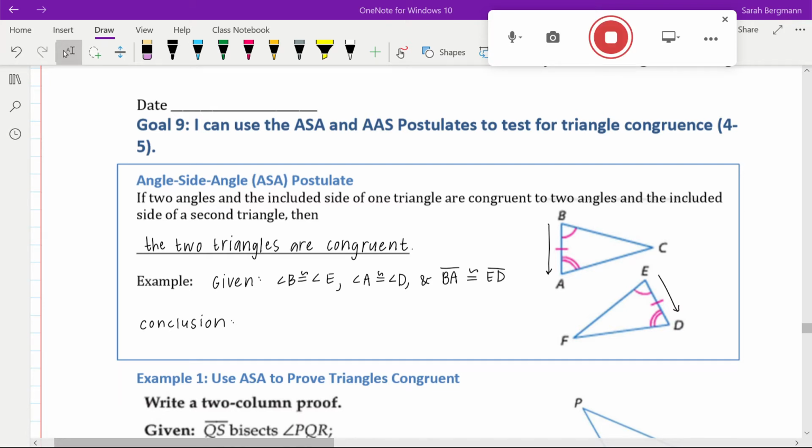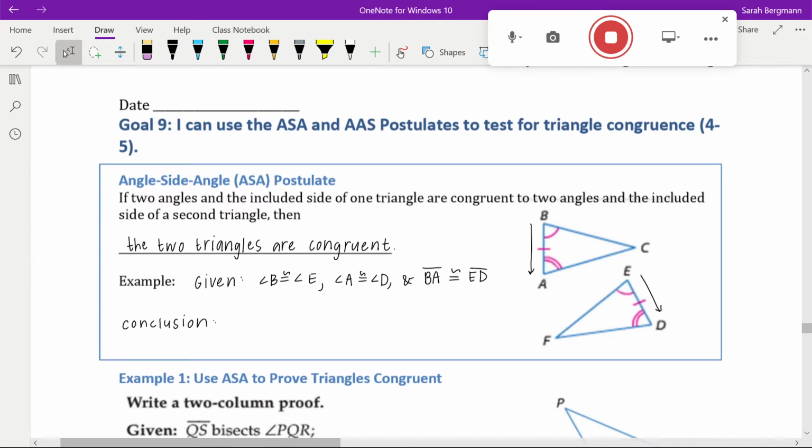Welcome back. Today we will learn the final two shortcuts to prove triangles are congruent. The first one is called the angle side angle postulate, abbreviated ASA. It states that if two angles and the included side of one triangle are congruent to two angles and the included side of a second triangle, then the two triangles must be congruent.